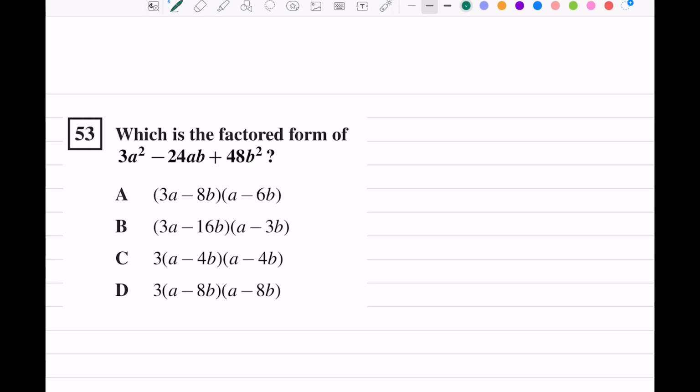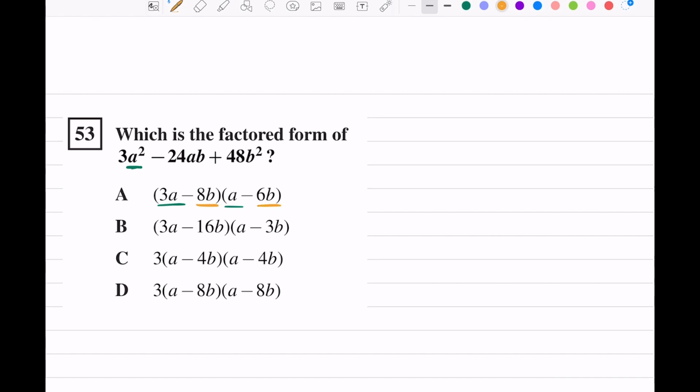Which is the factored form of 3a squared minus 24ab plus 48b squared? Normally when we're factoring a polynomial, we have just one variable. However, now we have two. And if you look at the answer choices, each of our factors is going to have an a and a b in it.